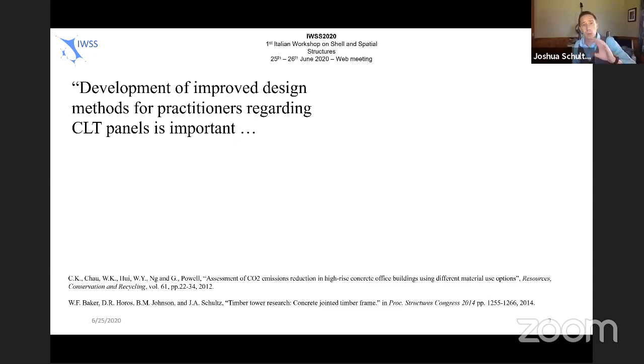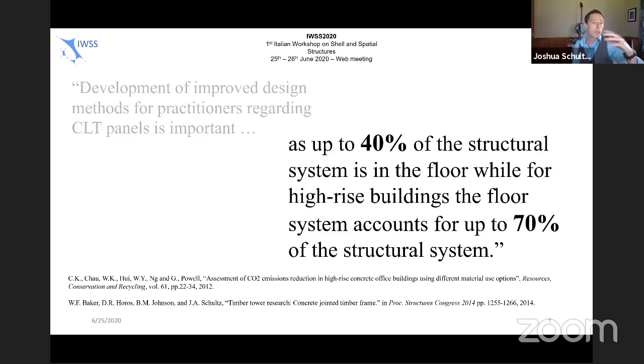What really spawned this was the idea that there's a real lack of design methods for practitioners regarding CLT panels. And that's important even at the lowest level, because if you look at a building, as soon as you go over 3 or 4 stories, up to 40% of your structural system is going to be in the floors, and up to 70% of that structural system for high rise. So you can make a lot of gains materially if we can dial in our efficiency on the thickness of those laminates or the different overall composition of those.